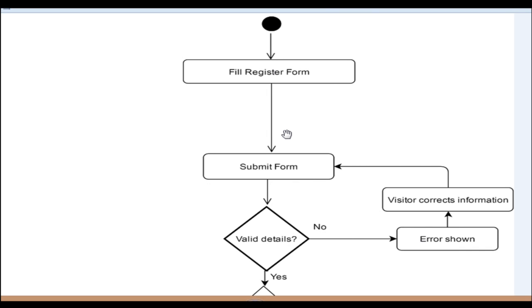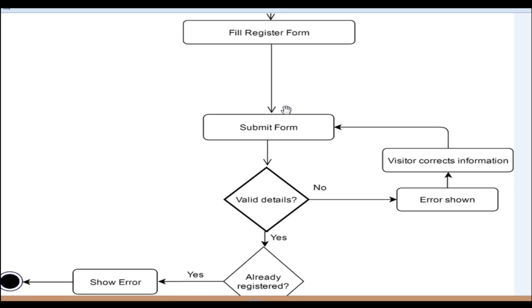Registration. The visitor fills in the registration form. After filling the form, they submit it. After submitting, the system checks the validation: is it correct or not? If the validation is not correct, it shows an error message and the visitor enters the correct information again. They submit the form, and the validation details are checked again.